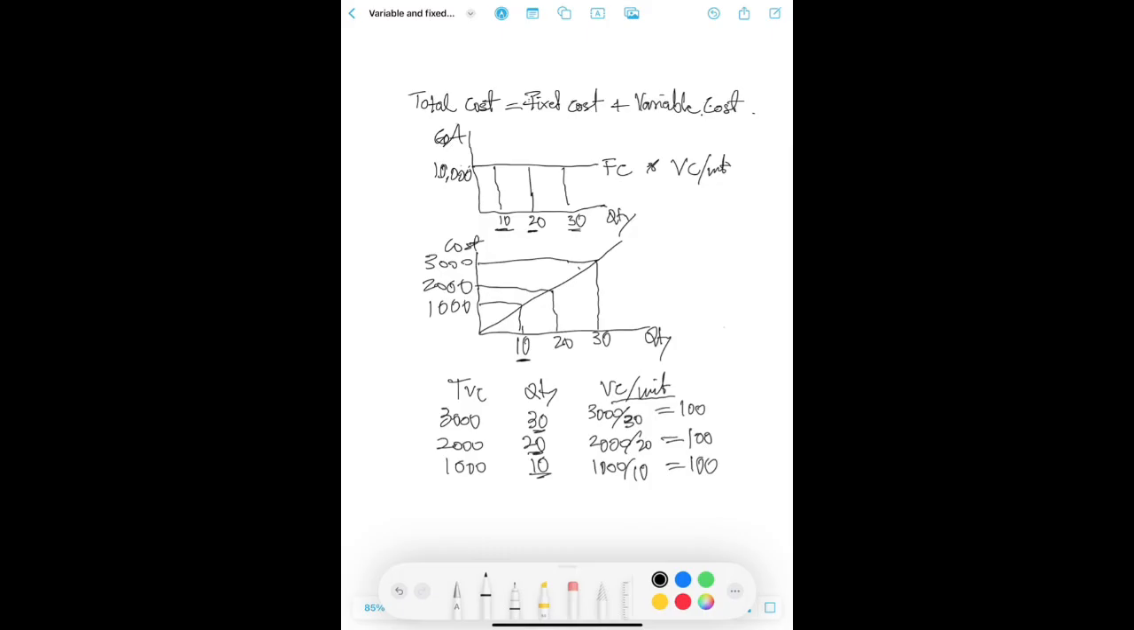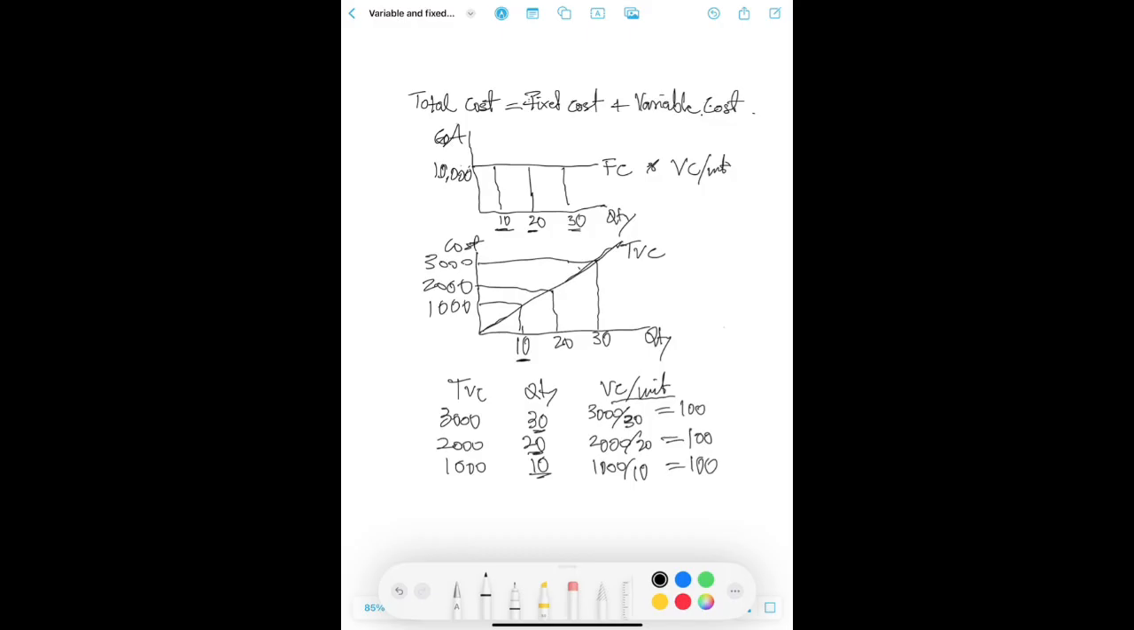So this is the difference between the total variable cost and the variable cost for one unit. The total variable cost has this behavior of moving in a straight line, like we can see in this diagram. That's the total variable cost.